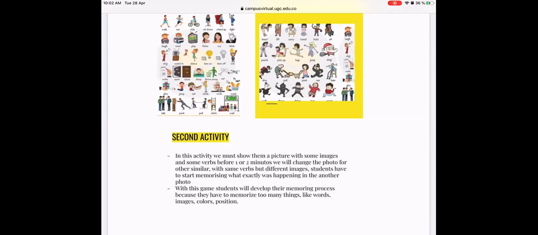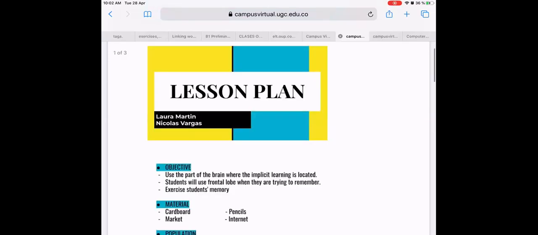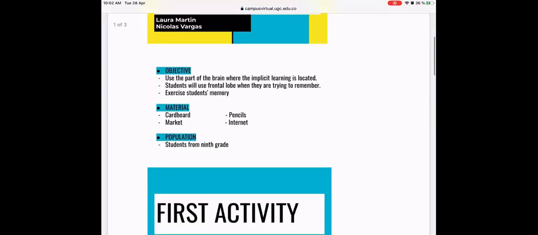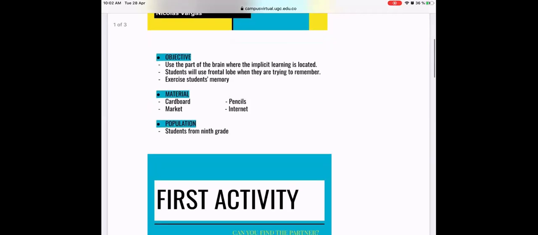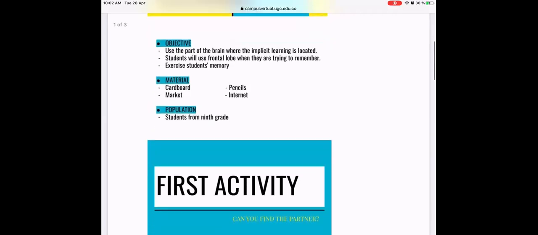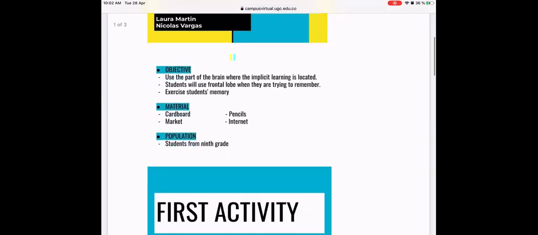Yeah. All right. Anything else? Maybe 1 minute, some seconds to mention something as a conclusion. Also in this game, the students will develop their memory process because they have to memorize a lot of things like the words, the images, the colors, the positions. So these kinds of activities develop a lot of the memory of the student. And as I said before, in the objective, you can see that in this activity, we use the implicit part of our brain.